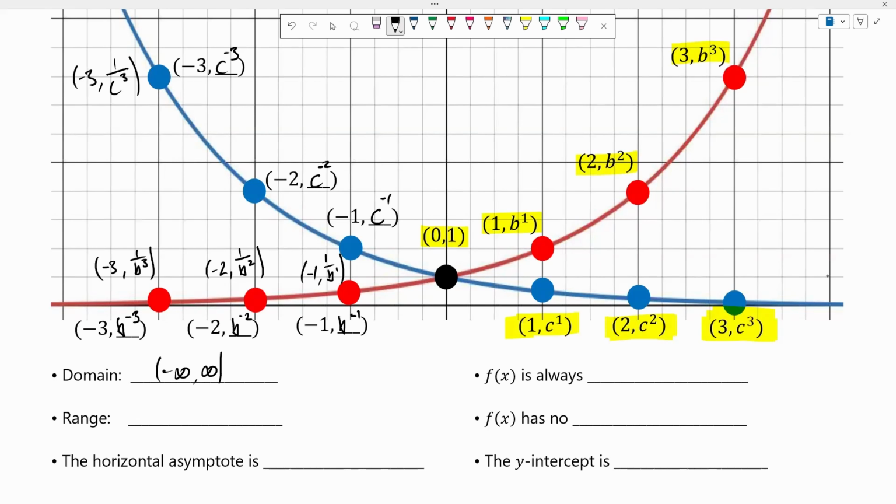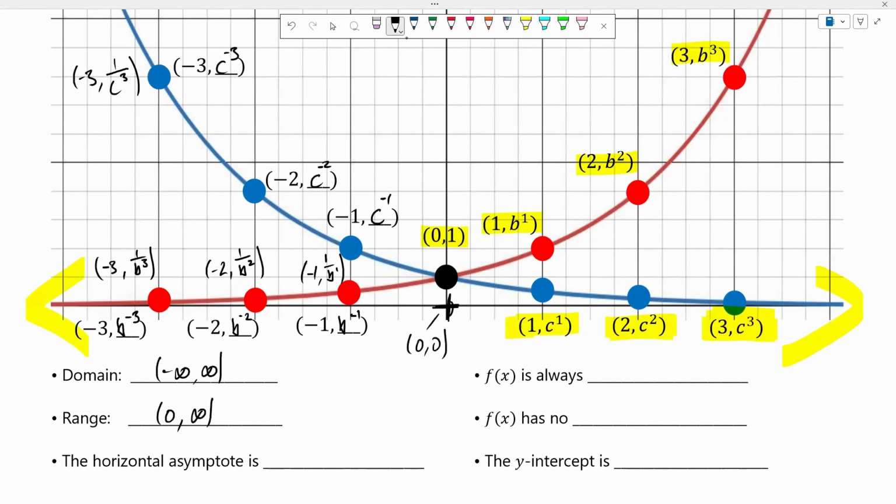Notice also that the graphs go from negative infinity to infinity. These graphs keep going that way, and that way, in both directions. The range is 0 to infinity. Notice that both of the graphs exist above this, and that point right there is 0, 0. That's the origin.